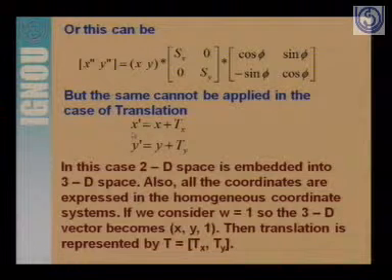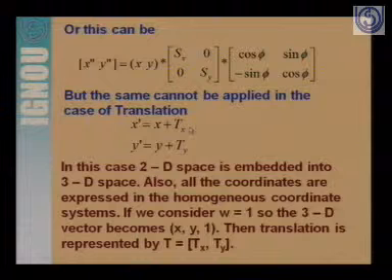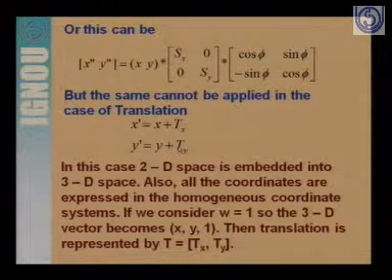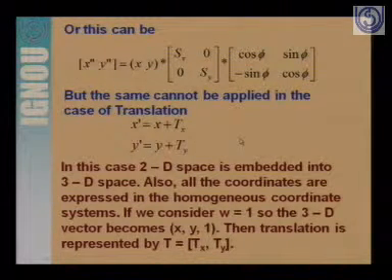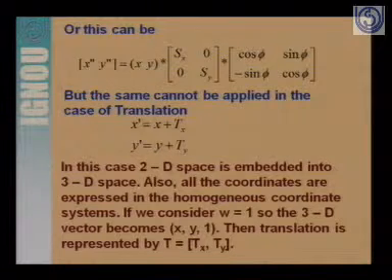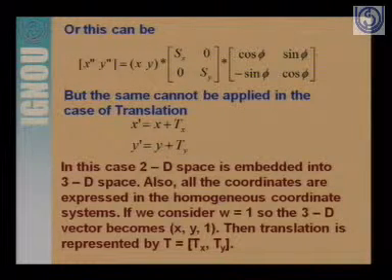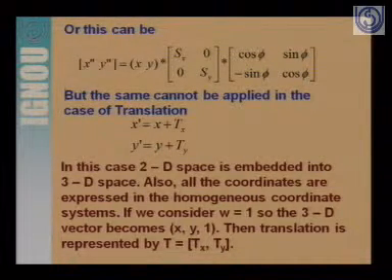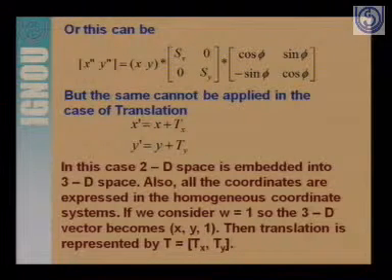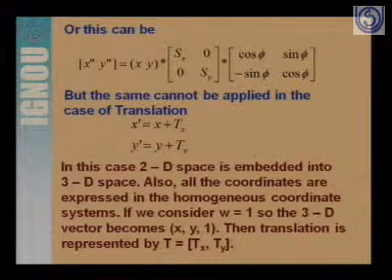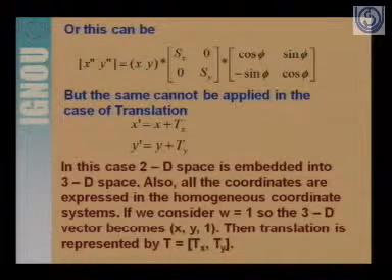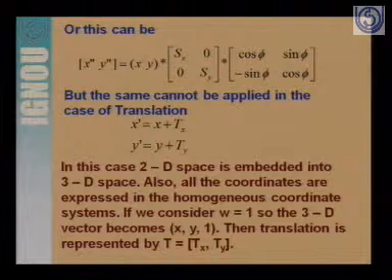So here translation, as you know, is x dash equal to x plus tx, where tx is the translation in x direction and ty is the translation in y direction. In this case, 2D space is embedded into 3D space. Also, all the coordinates are expressed in the homogeneous coordinate system. If we consider w equal to 1, so the 3D vector becomes x, y, 1, then translation is represented by t, that is tx, ty.